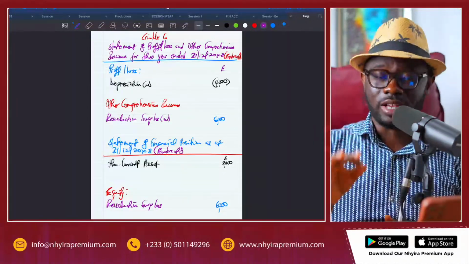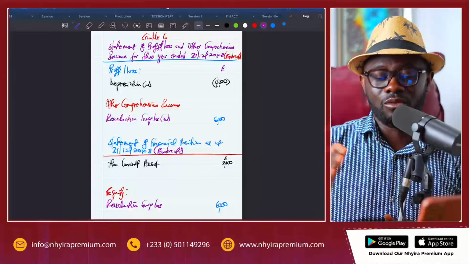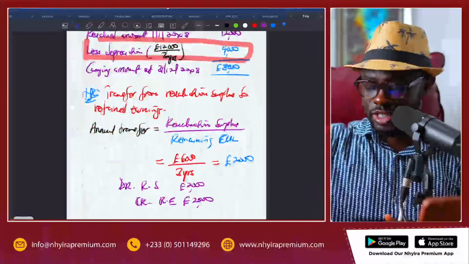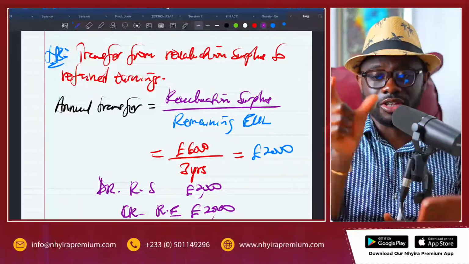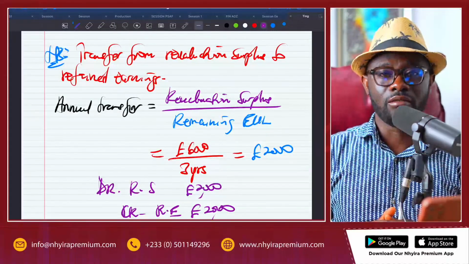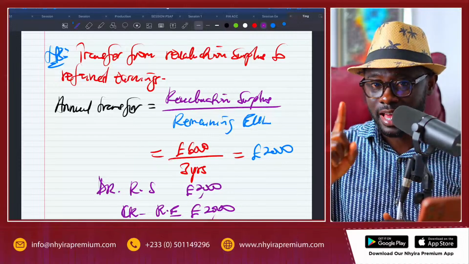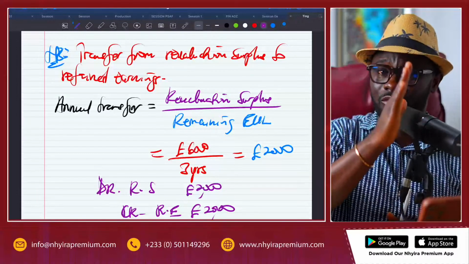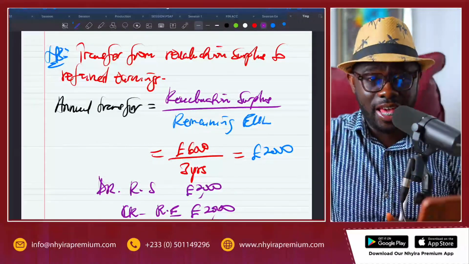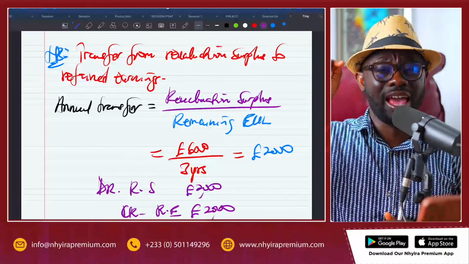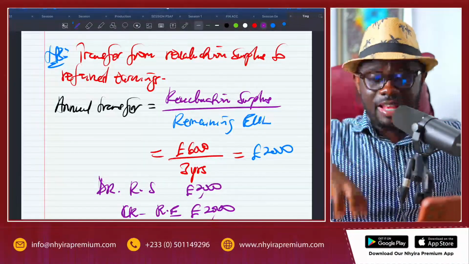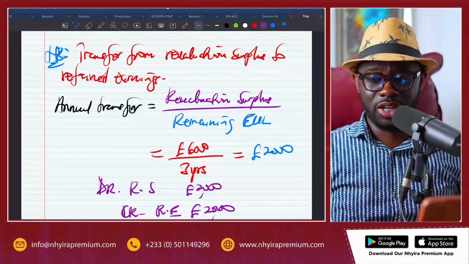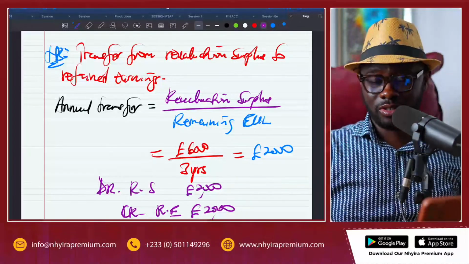But if in the question we are told that a company makes annual transfers, then it will be looking like this. And as I said, you will just have to take the revaluation surplus divided by the remaining economic useful life. But as I said, we will only do this if the revaluation was done at the beginning of the year or within the year. If the revaluation was done at the end of the year, in the current year, no transfer will be done because you didn't calculate depreciation using the revalued amount.